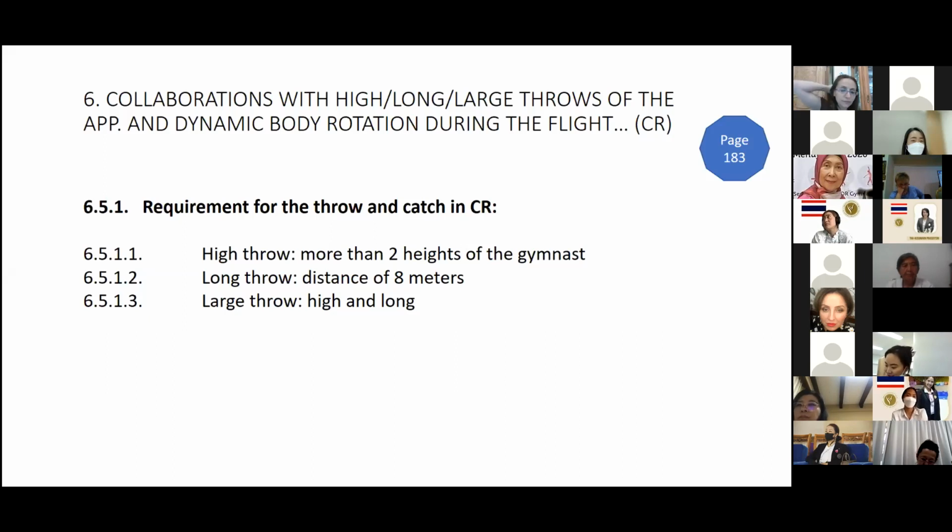Okay, so now we explained what is CC. We go to explain what is CR. So the requirement is a throw and catch in collaboration with rotation. High throw more than the 2 heights of the gymnast, or long throw, it's accepted. And long also.